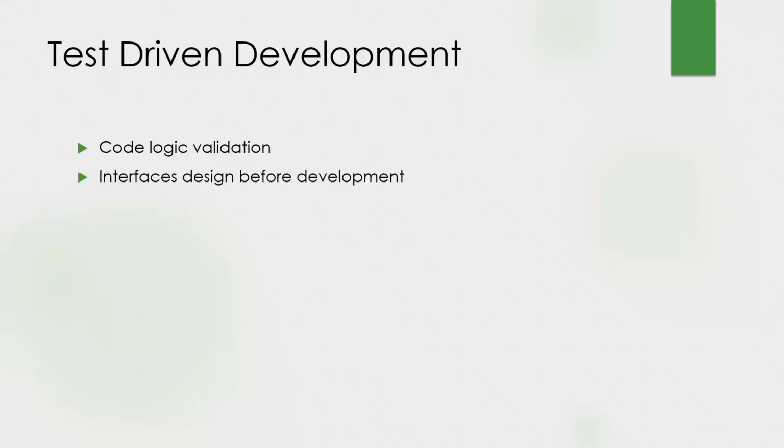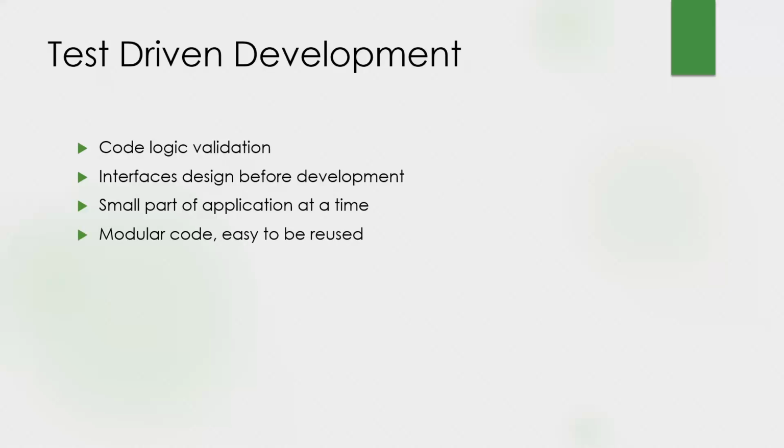So the summary of this technique. First of all, you've got the code logic validation, and then you are focused on the interface design before development. Then you are developing a small part of the application at one time. Your code is modular, so easy to reuse, easy to exclude from your solution and reuse somewhere else. Then you've got the unit tests ready when the development is ready, so you don't have to write your tests to make your statistics better after the development, but you've got everything at once.